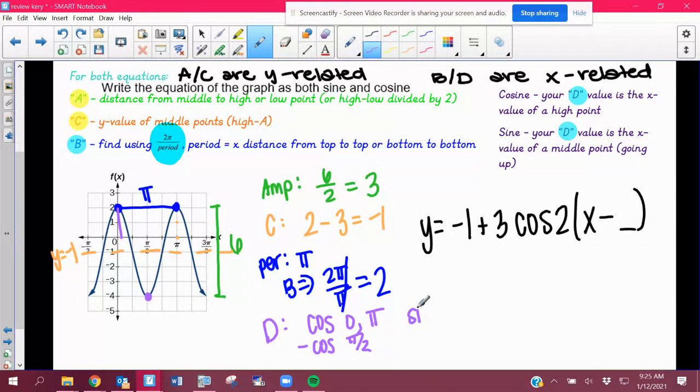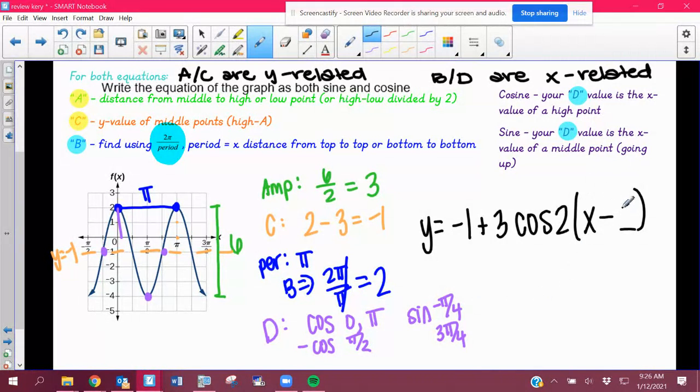Okay. If I wanted to use sine, I would be looking for a middle point going up. Sometimes these are a little bit harder to find. For instance, this one's not marked off, but there's one at negative pi over 4. There's another one over here at 3 pi over 4. Okay, same deal with the negative signs. You'd be looking for a middle point going down. But all of your equations should look the same up until that D value.